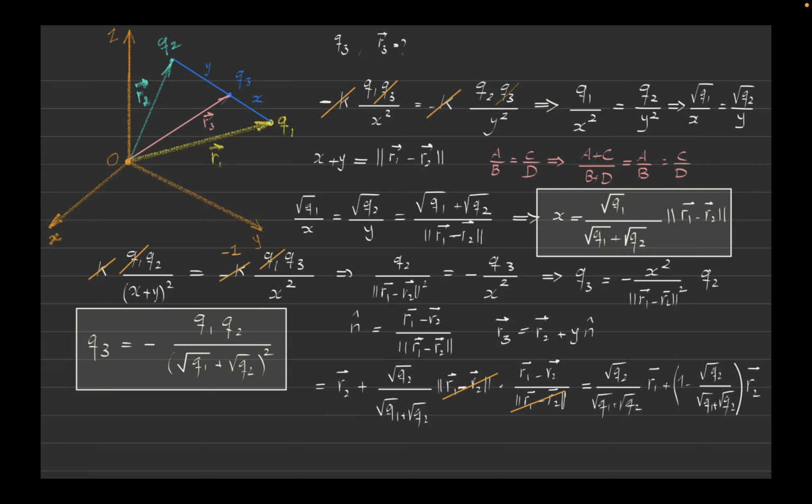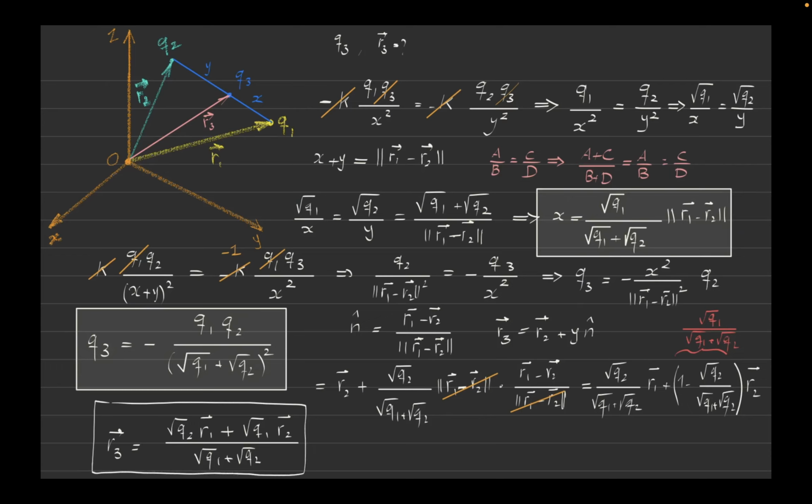Yes, but this expression can be simplified. If you take the common denominator, it will be square root of q1 divided by square root of q1 plus square root of q2. So then finally we are done. The vector r3 that I was looking for is square root of q2 times r1 plus square root of q1 times r2, divided by square root of q1 plus square root of q2, and that is r3. That will be the end of this problem.